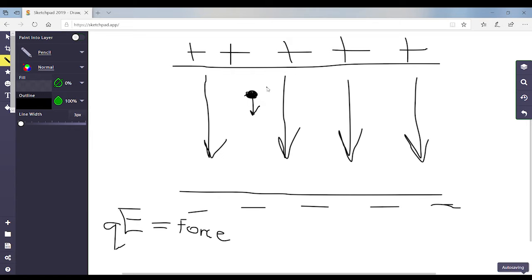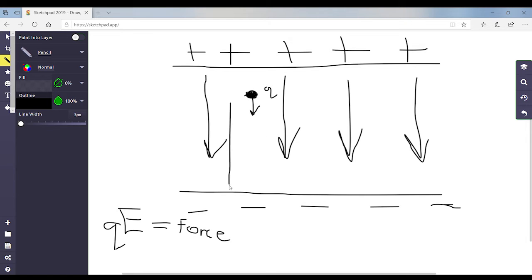So when we have our particle, it's going to have some charge Q. And that charge Q times E, which I like to think of as the magnitude of the electric field, is going to be equal to your force. I'm not going to say why right now, but maybe in a future video I will. For now, all we need to know is Q times E equals force.